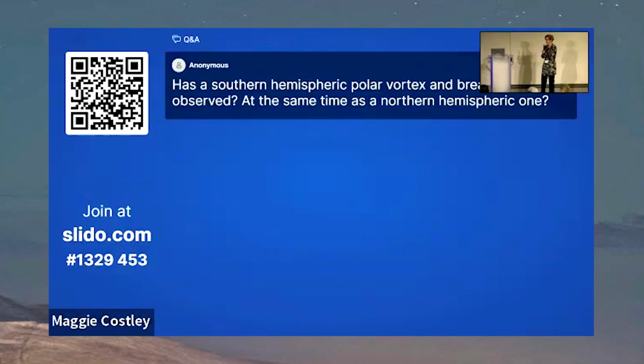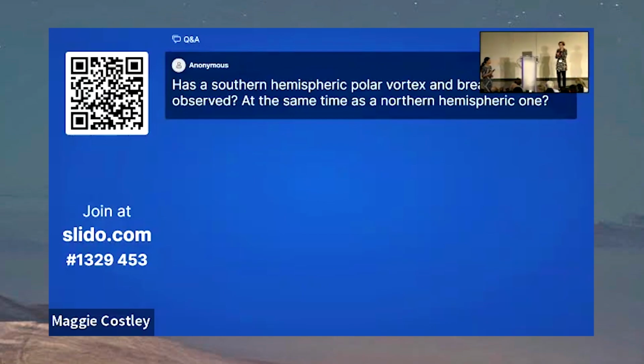Any more questions in the room? Otherwise, we'll take that as the last one. Okay, there's one more on Slido. Has the southern hemisphere polar vortex and breakdown been observed at the same time as the northern hemisphere?